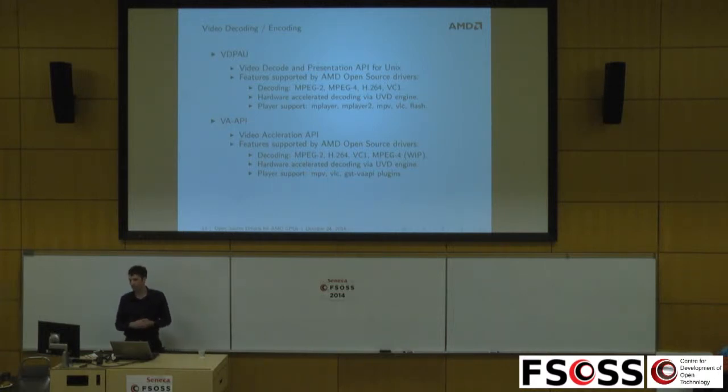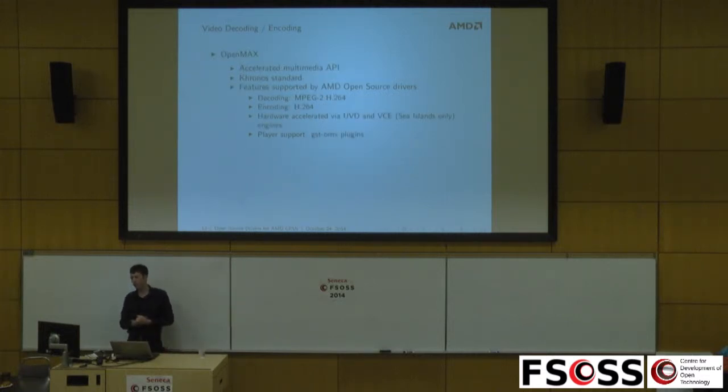Another API that we support in the open source driver is VA API. VA stands for Video Acceleration. Again, for decoding, we support MPEG-2, H.264, VC1. We're working on MPEG-4 support. Again, accelerated via our UVD engine. The players that support VA API are MPV, VLC, and then there are GStreamer plugins as well.